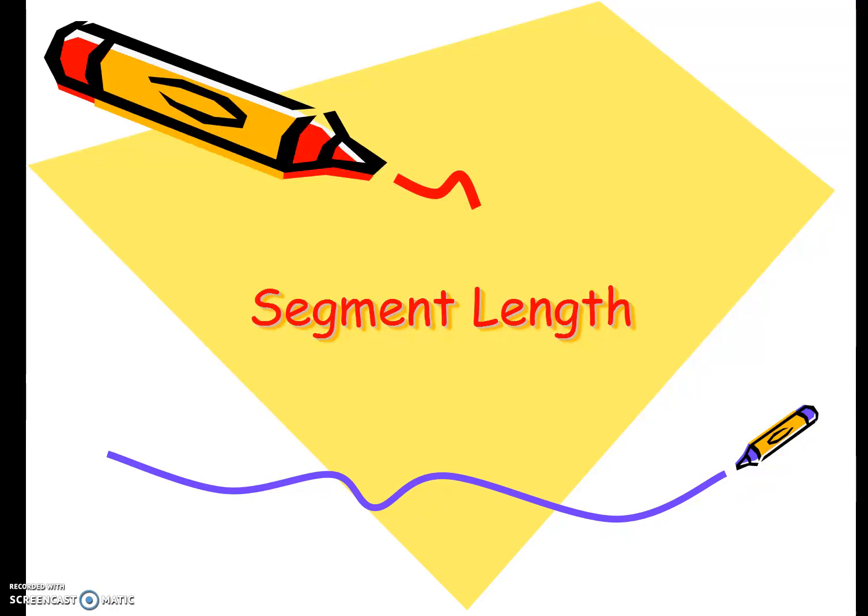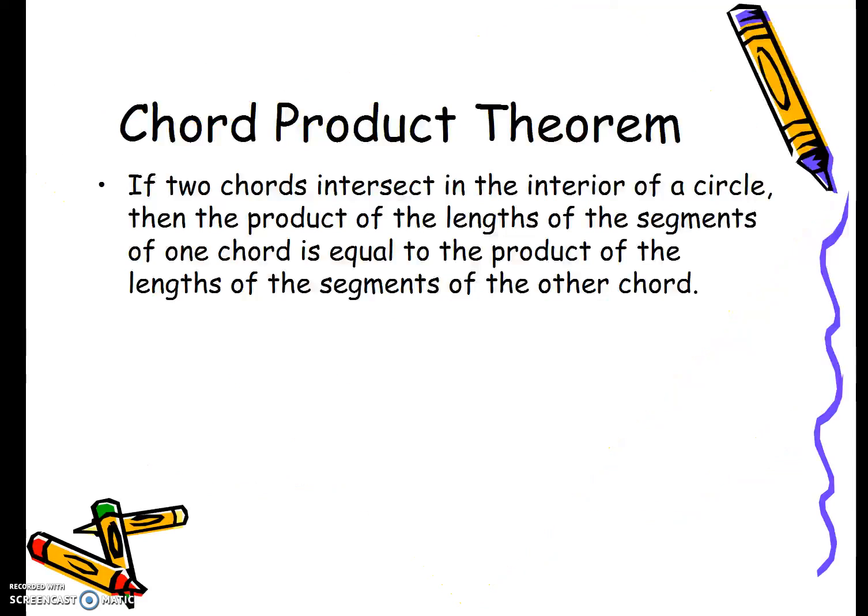Hey there, next thing we're going to be talking about is our segment length. We've done lots of stuff with angles, so now we're going to be focusing on all the lengths of those lovely tangents, secants, chords, diameters and all that stuff, and looking at some new relationships. We've only been talking about angles so far. So here are some new ones for you to add to your theorem sheet.